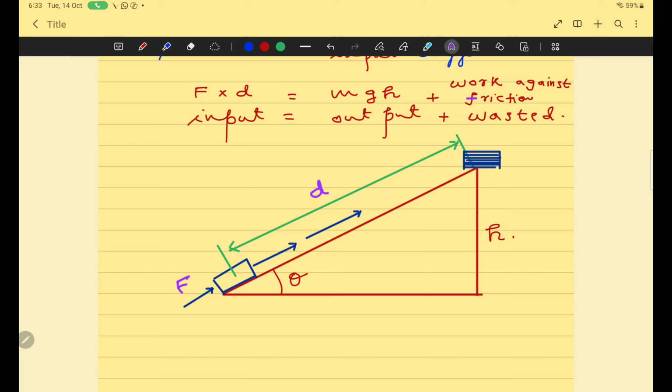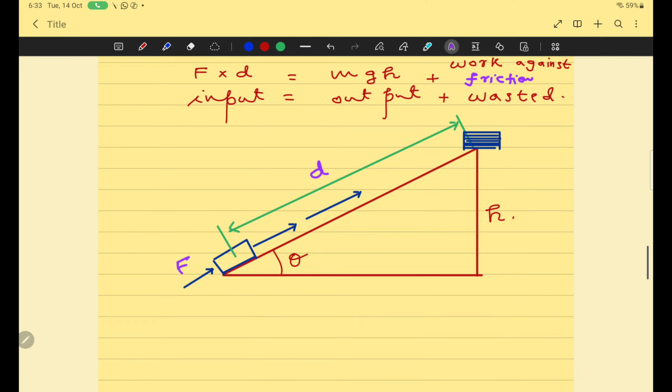Against friction, some energy is lost. So the input is you are applying force, the object displaces by d, and you are doing work on the block. The block is moved upward on the slope and its output is mgh, and there must be some energy lost as work against friction. So it is an example in which I have shown that sometimes input is not converted 100% into output, and some energy is wasted doing work against friction.